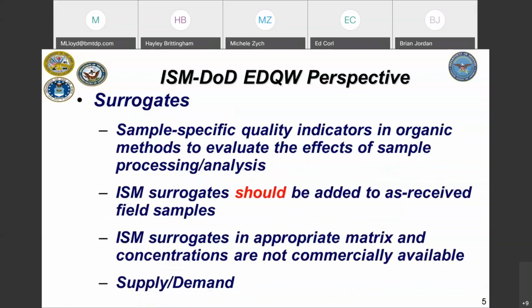All right, let's switch gears a little bit. For those of you who have attended the EMDQs, you've probably heard me speak on this item before about surrogates. Surrogates, as many of you already know, are sample-specific data quality indicators. Now, again, I want to emphasize these are sample-specific. They're not batch-specific. Surrogates should be added to every single sample. And they are a part of EPA organic methods to evaluate the effects of sample processing and analysis.